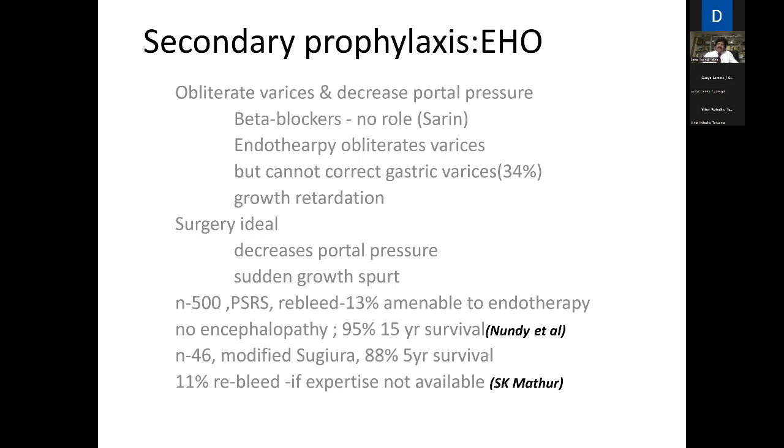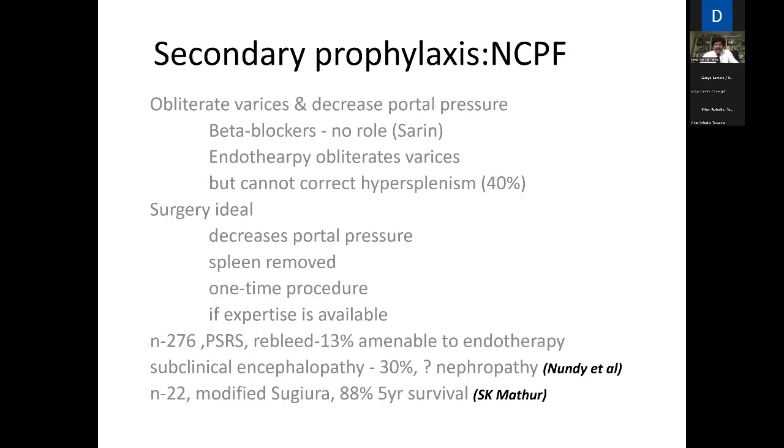So secondary prophylactic operation is very ideal in this group of patients who are essentially children. And when Sugiura operation is done in EHO, there's 11% rebleed. In non-cirrhotic portal fibrosis also, there's a role for beta blockers and endotherapy, but strangely, these cannot control hypersplenism, which is seen in up to 40% of patients with NCPF because of huge spleens. In them also, surgery is ideal, which will decrease portal pressure. The spleen is removed, and that will take care of pancytopenia. It's a one-time procedure. So if an expert is available, one should take up surgery.